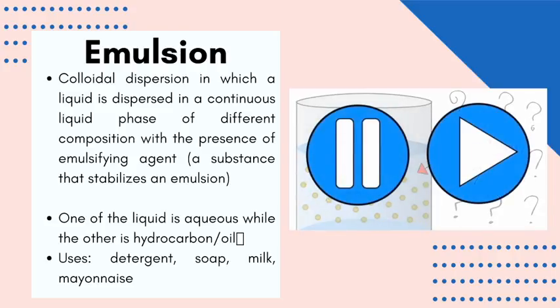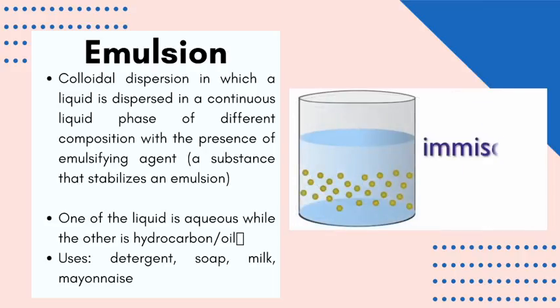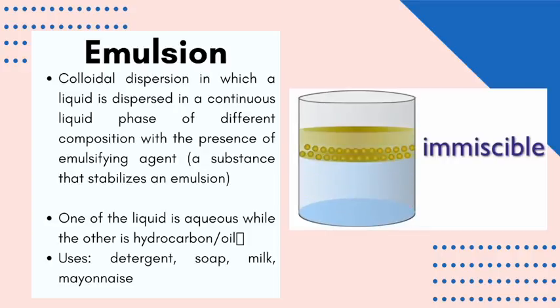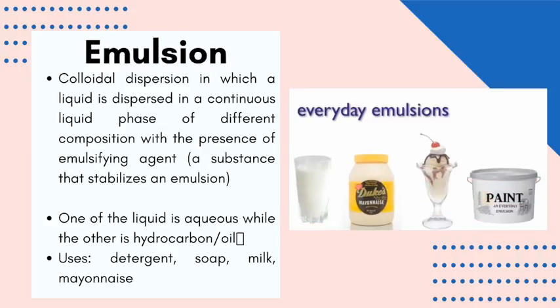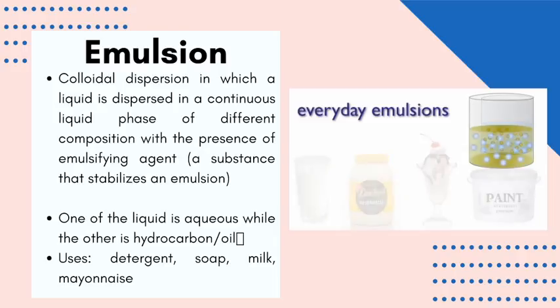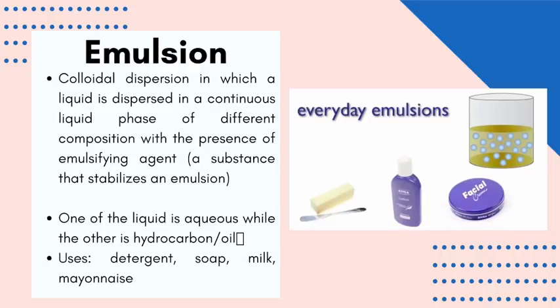What do you think will happen if we let this emulsion stand for 5 to 10 minutes? Since oil and water are immiscible, the oil droplets will reform the original layer. Common everyday emulsions include milk, mayonnaise, ice cream, and paint. These emulsions are mostly oil droplets in water. Emulsions can also exist as water droplets in oil. Real-life examples include margarine, lotion, and facial creams.